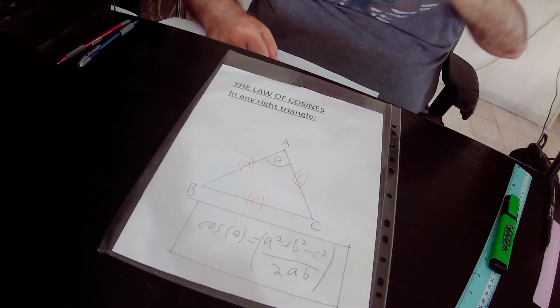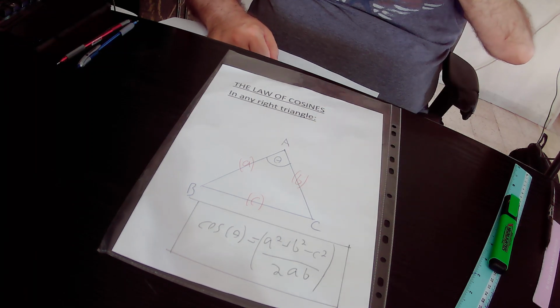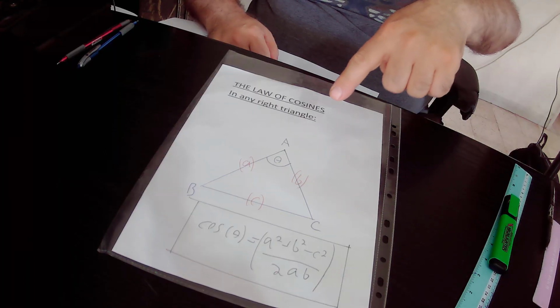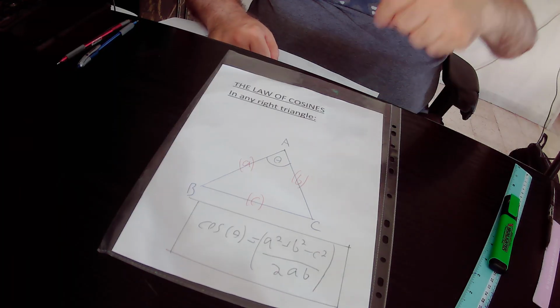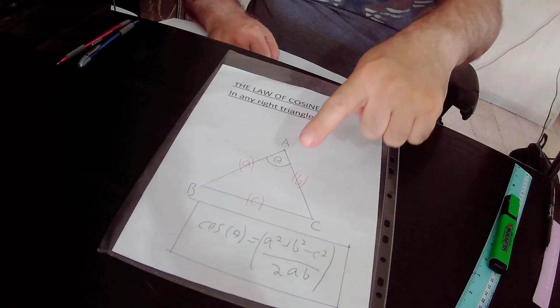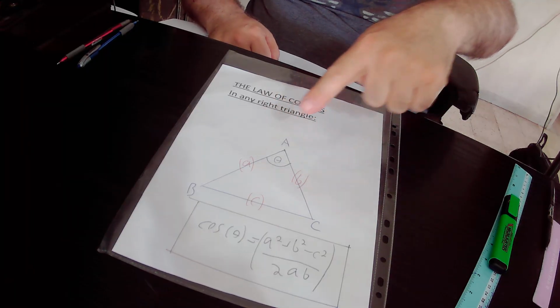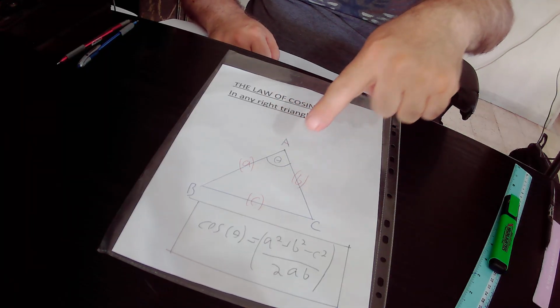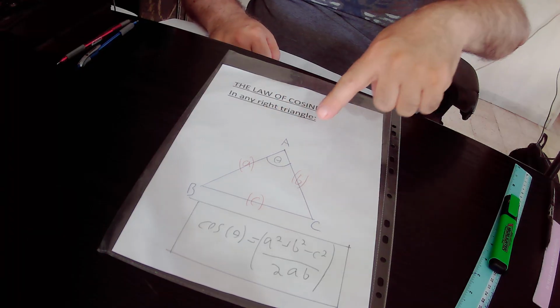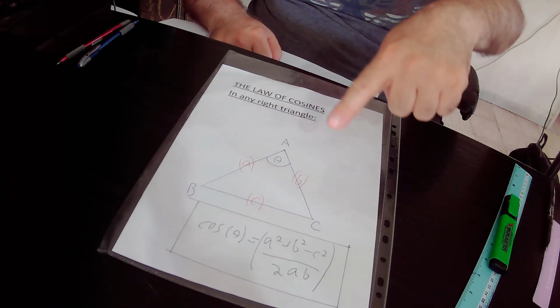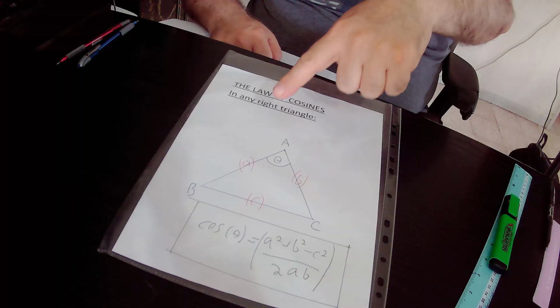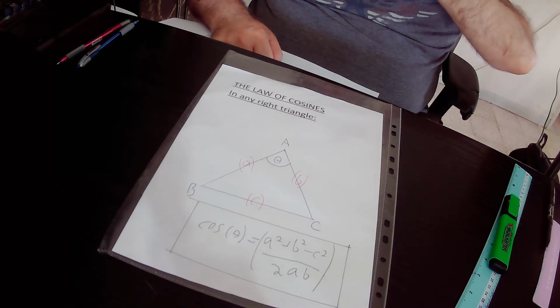So according to the law of cosines, in this triangle ABC, that could be any triangle, the following equation is true. Cosine theta equals A squared plus B squared minus C squared over 2 times A times B. So you can implement the law of cosines in any triangle.